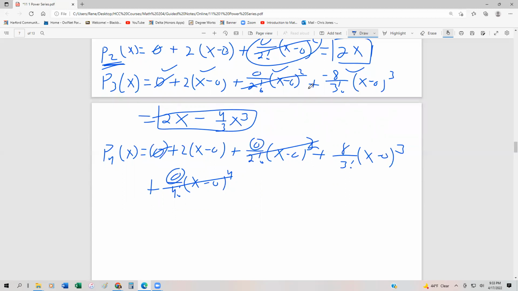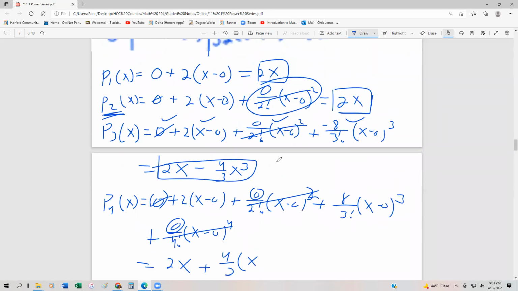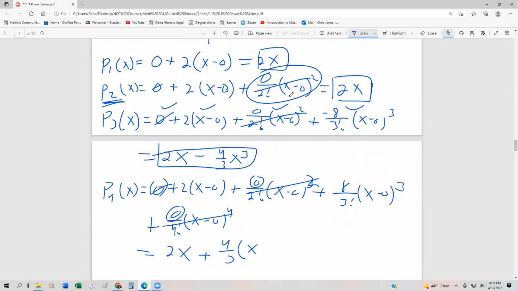And what we're left with is 2x plus 4/3 x cubed. Or rather minus, excuse me, because remember it was negative. I think I made a sign error when copying this. So this is a minus. And so we have an x cubed here, and then a minus here. So it looks like P4 is the same as P3, and that's okay.